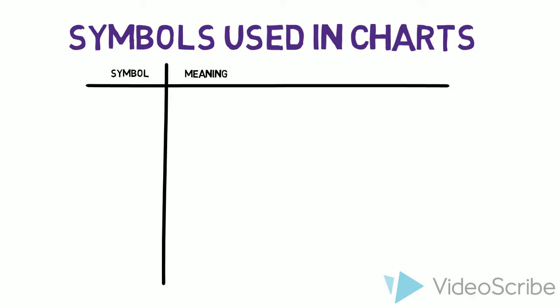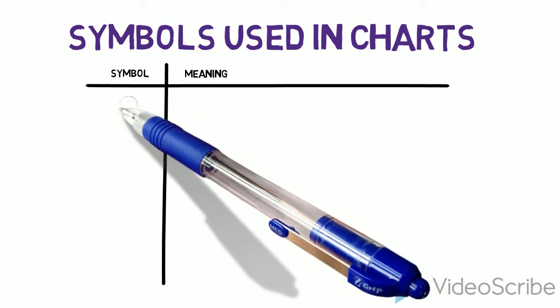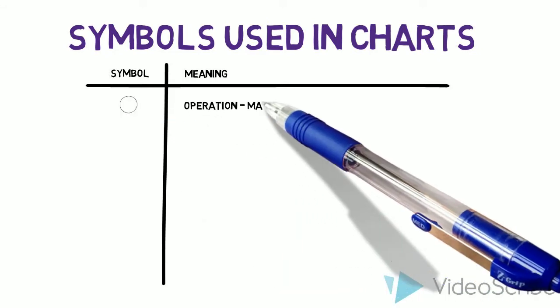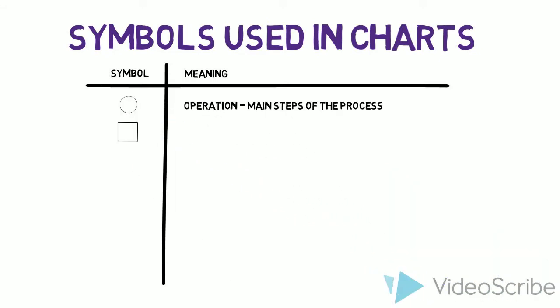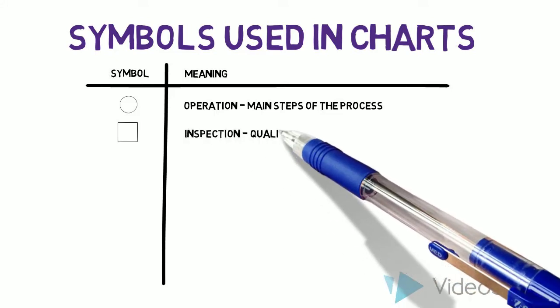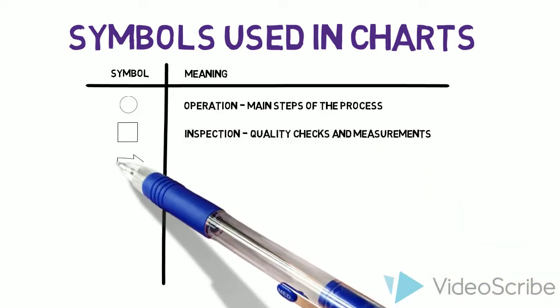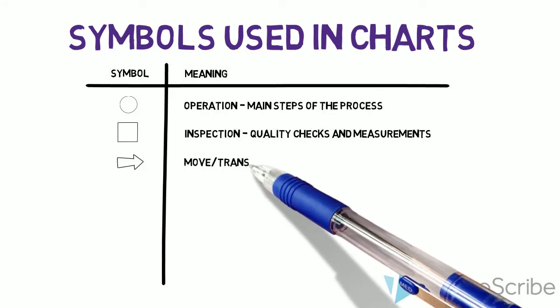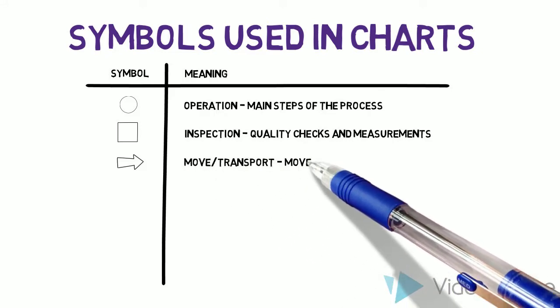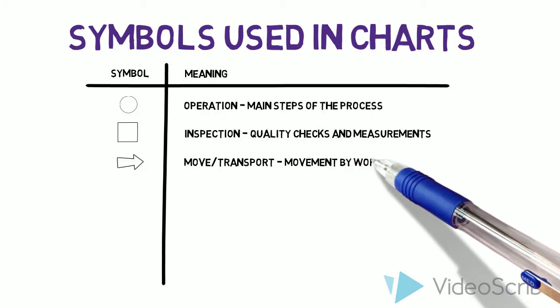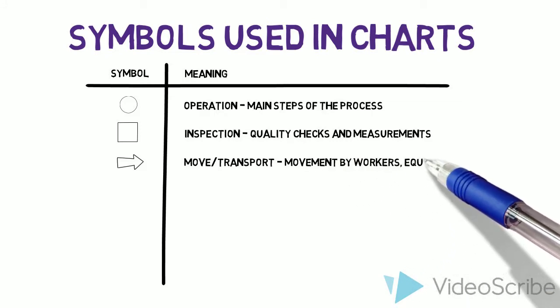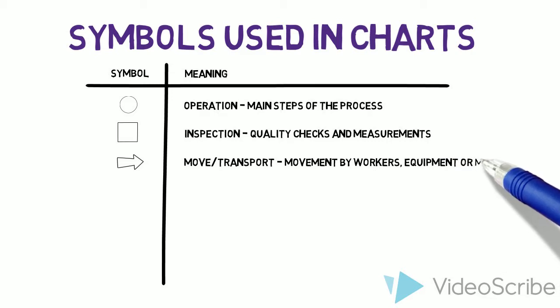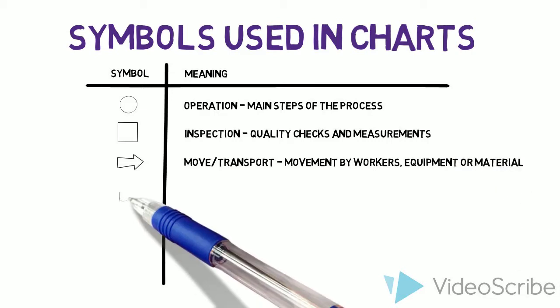In the construction of a flow process chart, certain symbols are used. The circle represents an operation, which are the steps of a process. The square is inspection, which is where you check quality of your work. The arrow represents moving or transportation, which is movement by workers, equipment, or material. This could be movement between workstations or movement of equipment or material from one station to the next workstation.